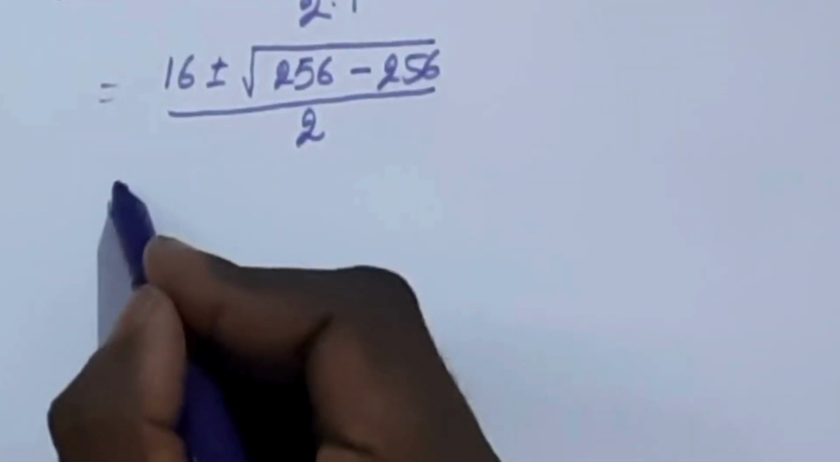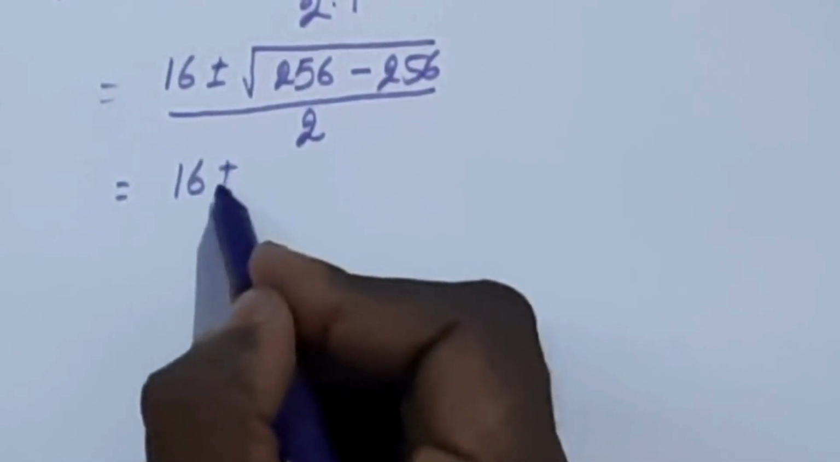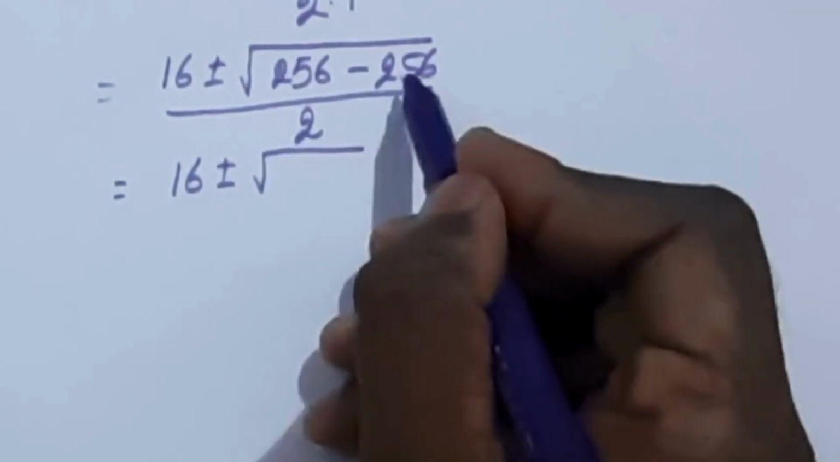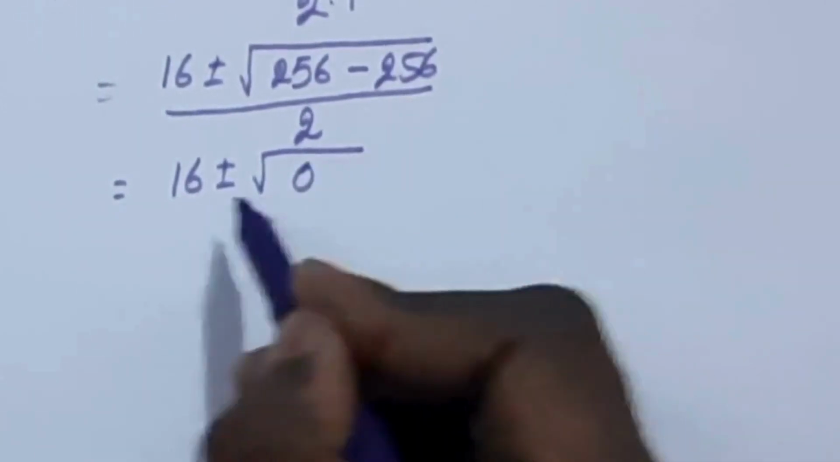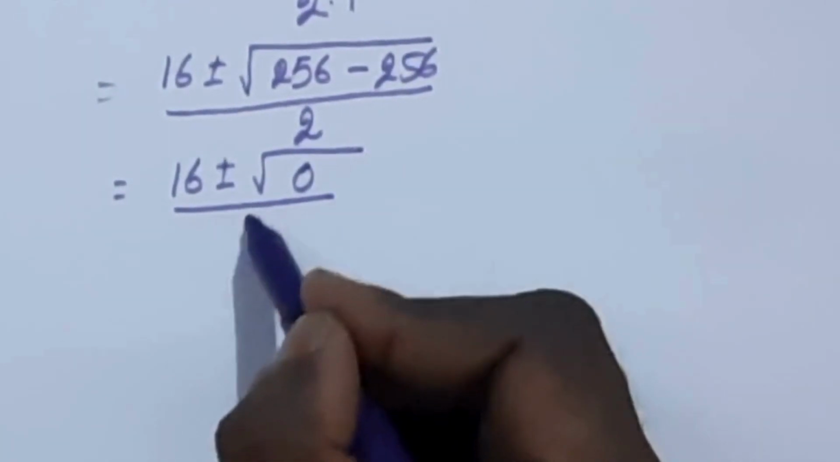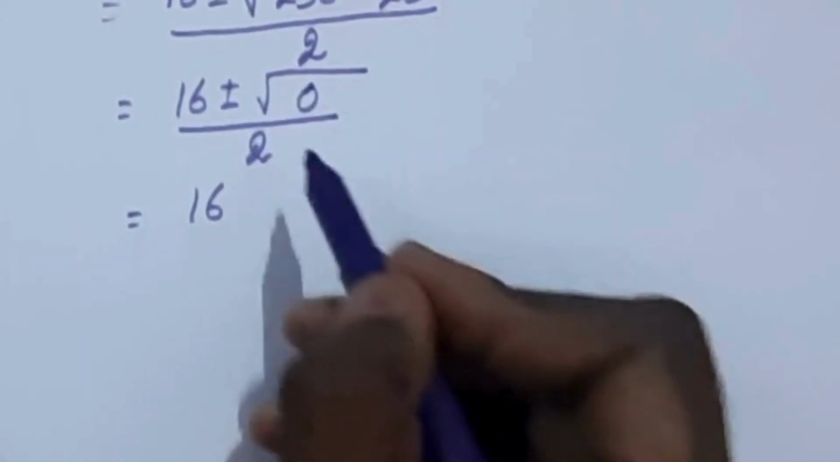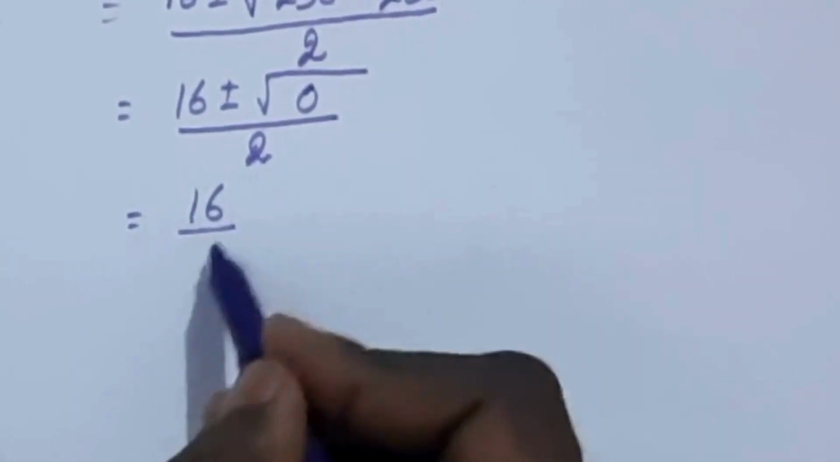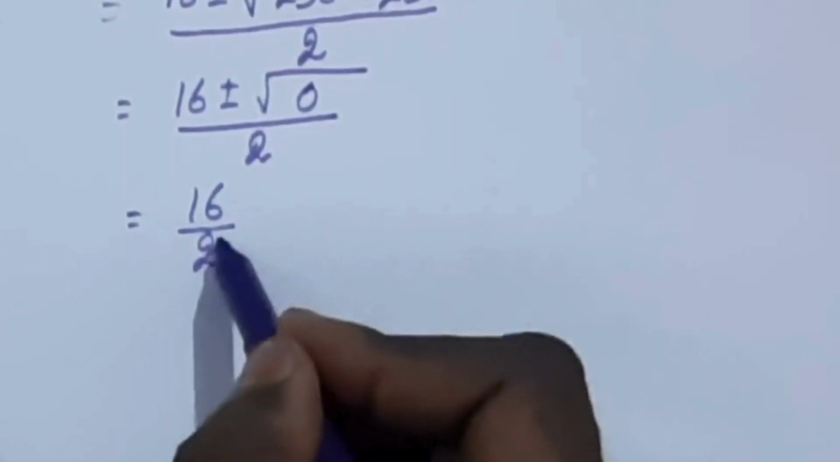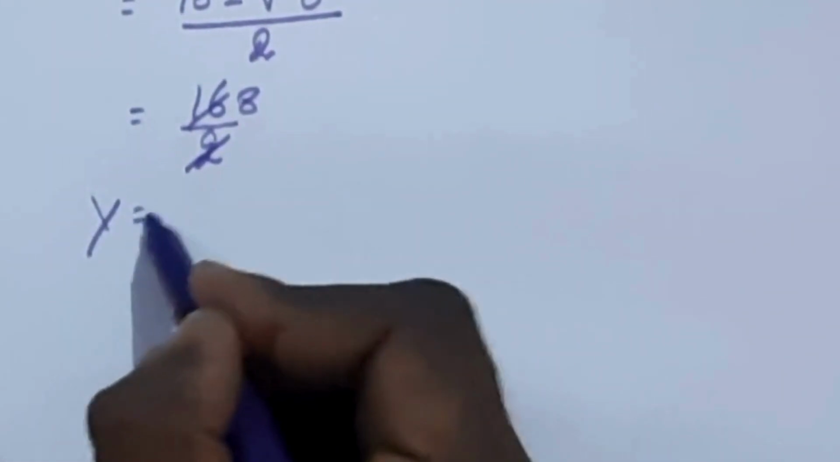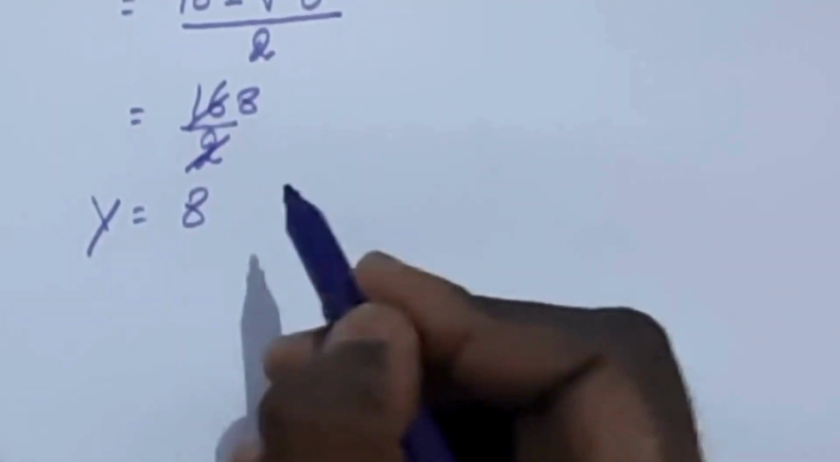Now 16 plus or minus square root of 256 minus 256 is 0 by this 2. Now 16, this is completely 0, so by 2. Now simplify this, we'll get 8 here. Now we have y equal to 8.